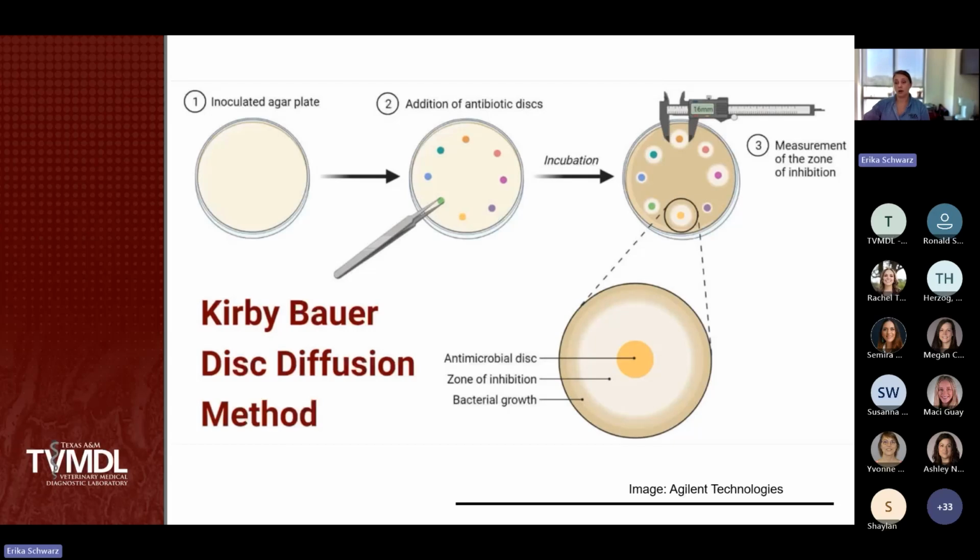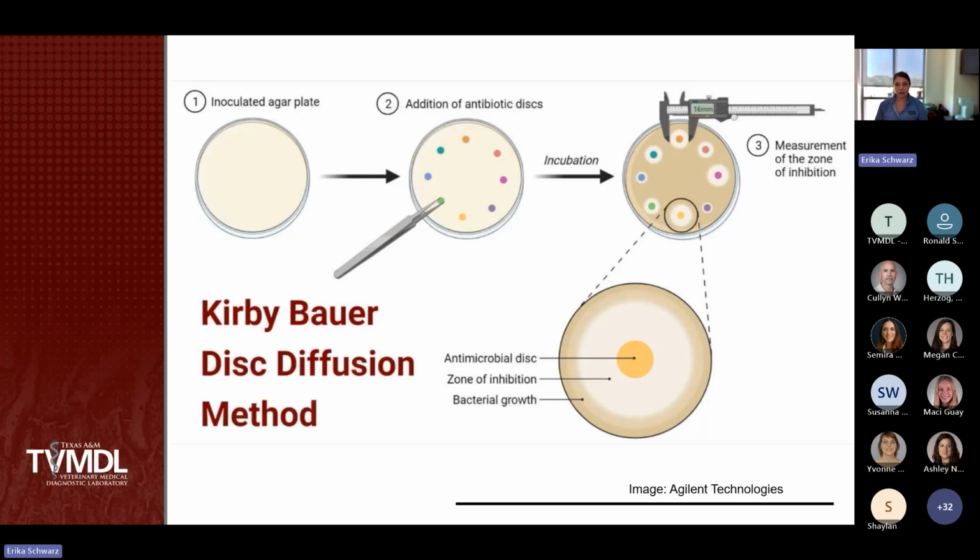So now I want to briefly go over two of the main methods that we use for antimicrobial susceptibility testing in the veterinary diagnostic lab. So Kirby-Bauer disc diffusion is a mostly manual method where we take a well-isolated subculture of bacteria that we've at least identified to a genus level, and we grow it up to a high enough quantity that we can dilute it to a specific density in a broth.